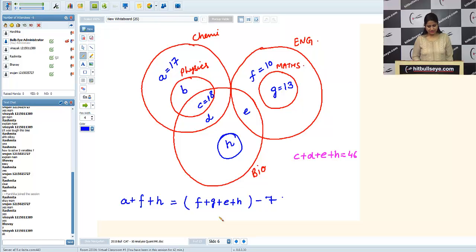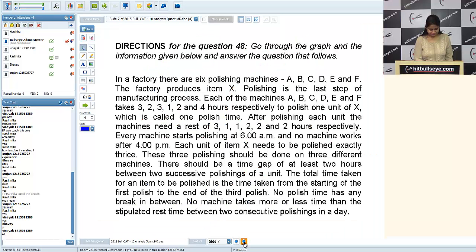Okay, now let us move further. Question number 48. Moderate level question, not very difficult, not an easy set.